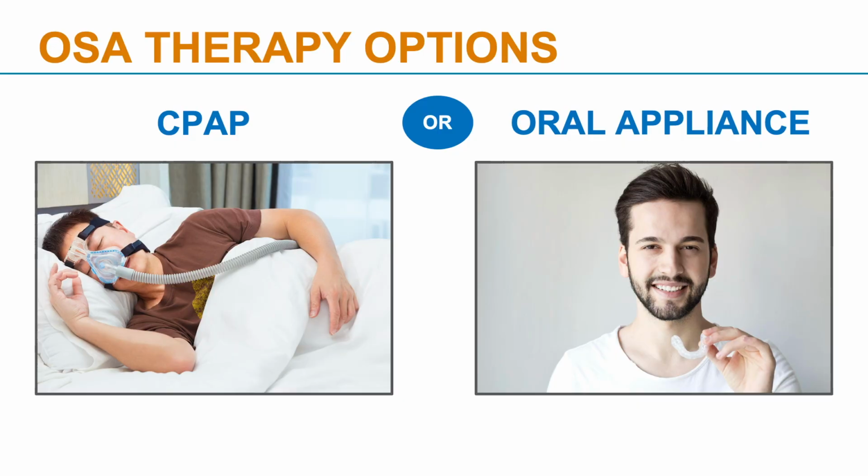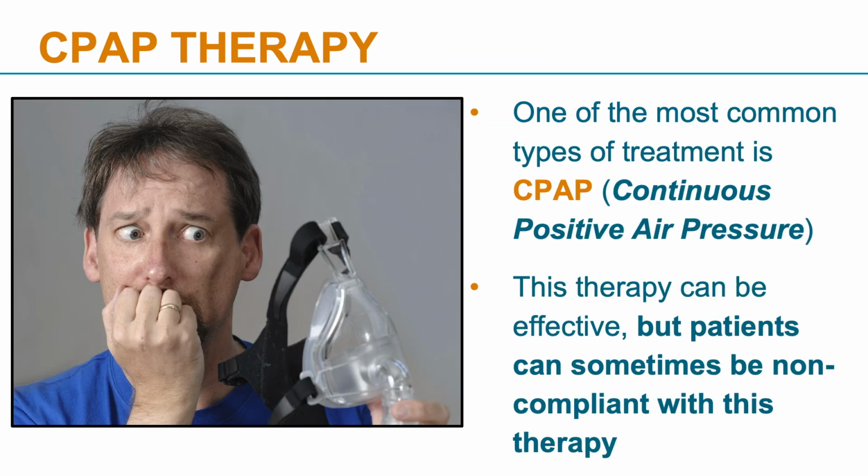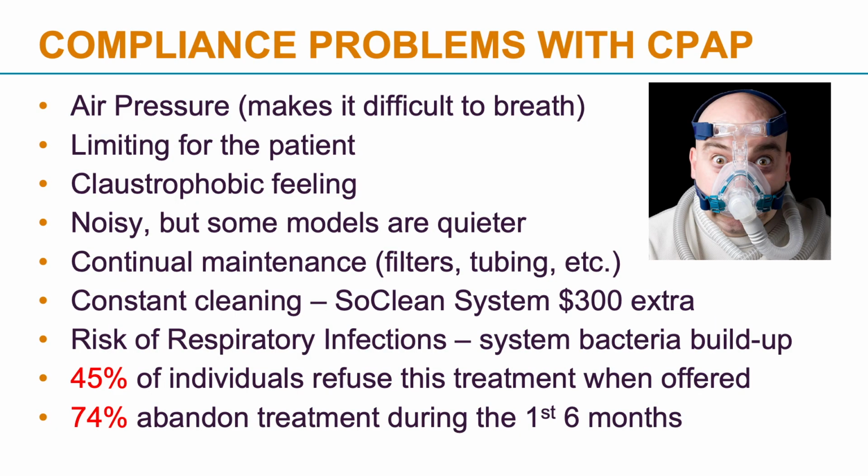Now let's take a look at the two most common treatment therapies for obstructive sleep apnea. One of the common types of treatment is CPAP, or continuous positive air pressure. This therapy can be effective, but patients can sometimes be non-compliant with this therapy. CPAP therapy can have compliancy issues, such as the air pressure making it difficult for some patients to breathe, limited movement for the patient due to face straps and hose, a claustrophobic feeling, continual maintenance and cost to maintain, constant cleaning issues, and a risk of respiratory infections due to system bacteria buildup.